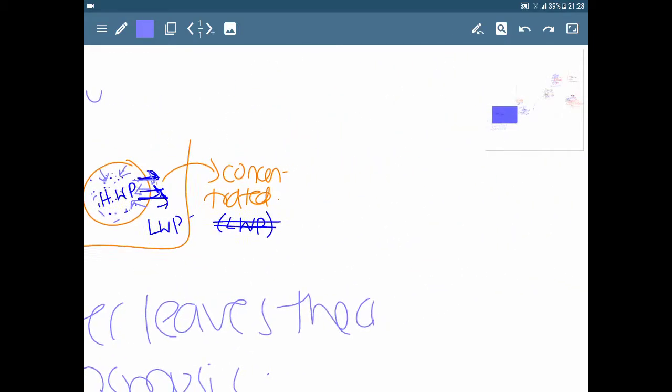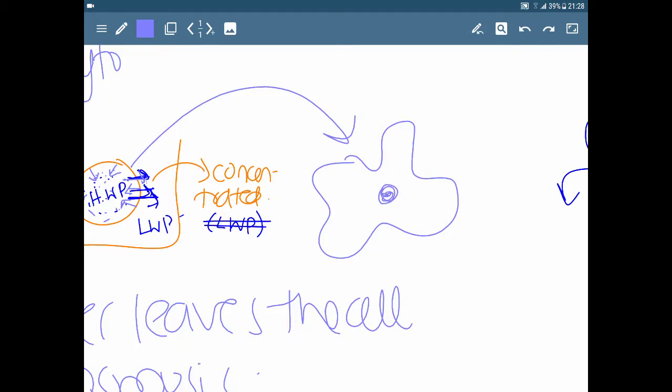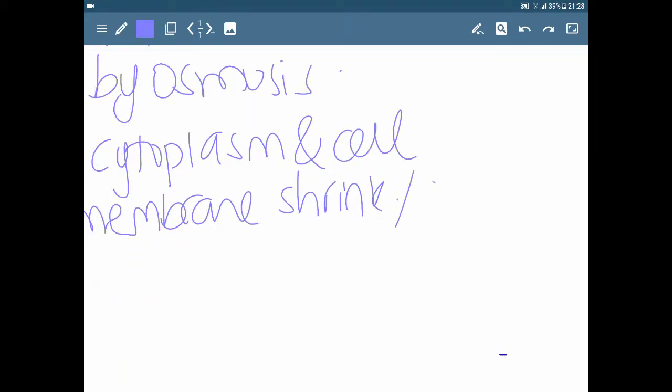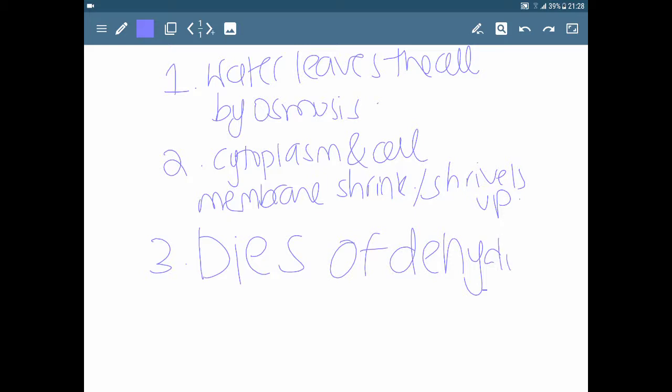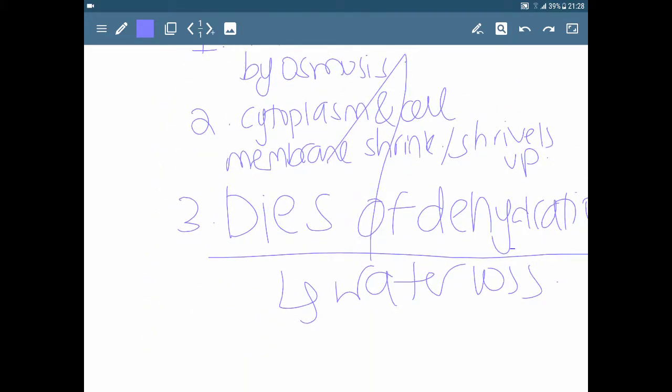Now, if it shrinks, the cell is going to look a bit like this, obviously with the nucleus in it. We say it shrivels up. Then, if it shrinks and shrivels up, it dies of dehydration, or water loss. Okay? Now, that's the concentrated solution.